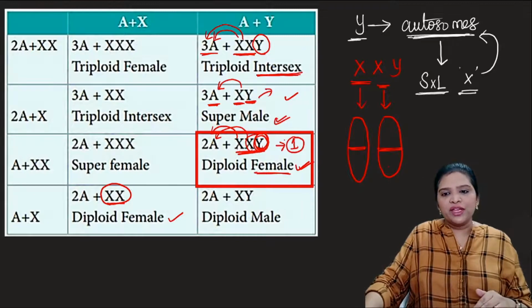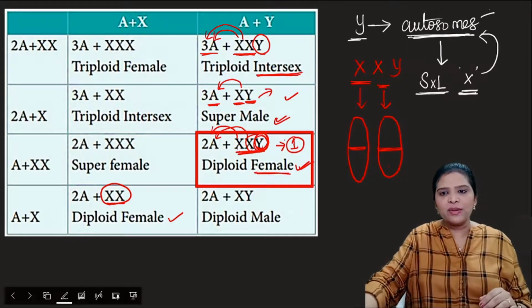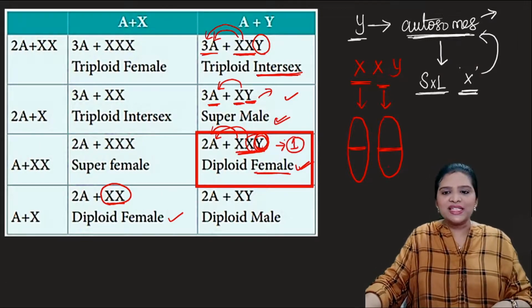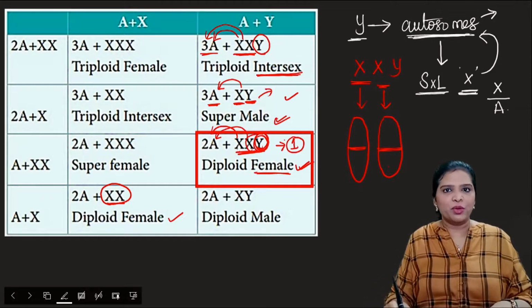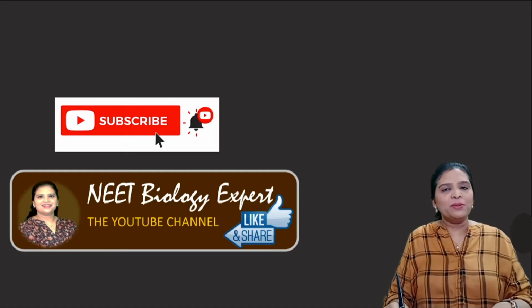Got it? If the X chromosome sex lethal genes are not expressed, then the autosomes express their male character, and the organism will be a male. This we can determine by a ratio called the X by A ratio. This is the experiment done by C.B. Bridges. So I hope you understand this lecture.